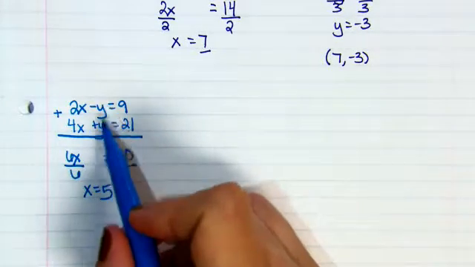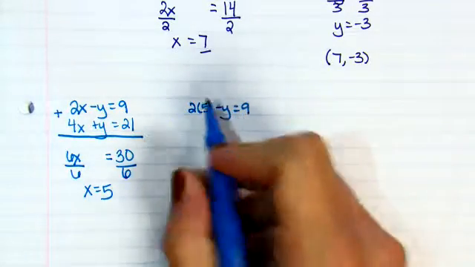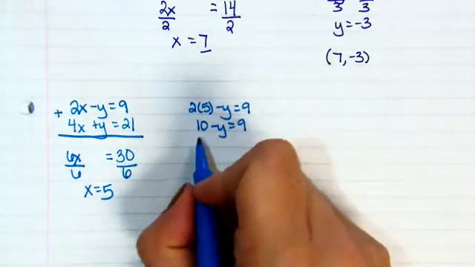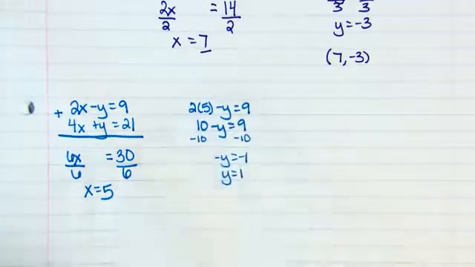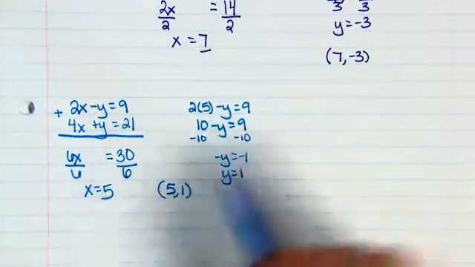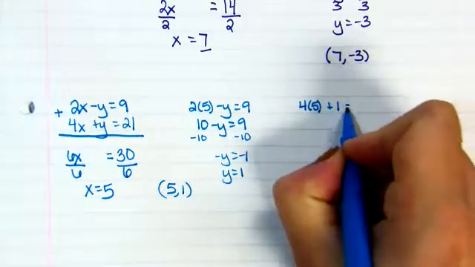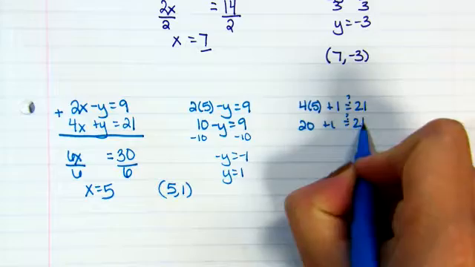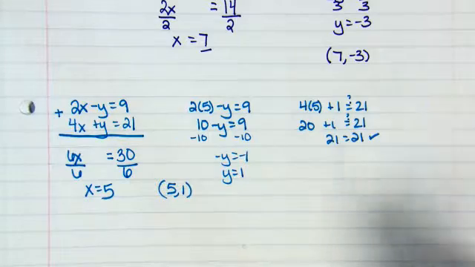Then I just need to substitute that into either equation. 2 times 5 minus y equals 9. So 10 minus y equals 9. We can see pretty obviously that y is going to have to be 1, but if I actually solve, I get -y equals -1, so y equals +1. My solution then is (5, 1). We can check this just like we did before. Let's plug it into the second equation. 4 times 5 plus 1 equals 21, maybe. 20 plus 1 hopefully equals 21. Sure enough, it does. So there was another example.